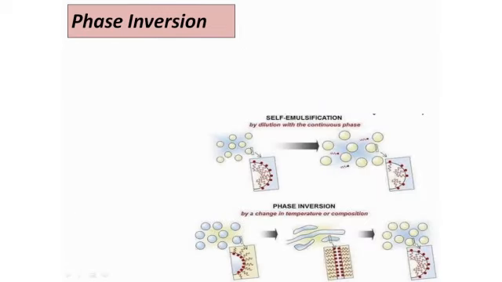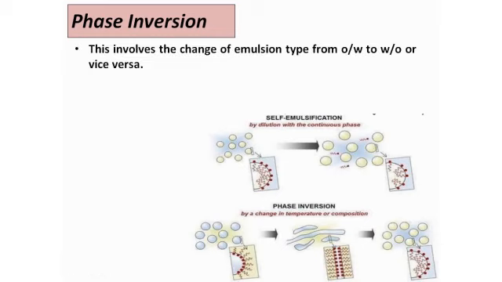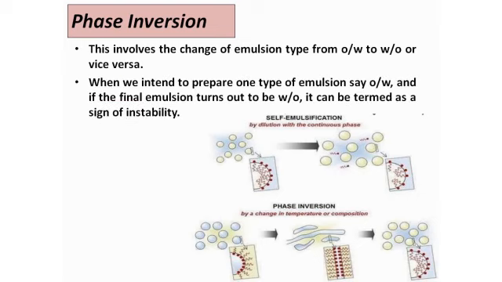The next instability issue is phase inversion. As I have already told you, a water in oil type of emulsion may get converted into an oil in water type of emulsion, or vice versa. Suppose we want to prepare an oil in water emulsion, but after preparing it we get a water in oil emulsion. Then this is a sign of instability, and this is known as phase inversion.